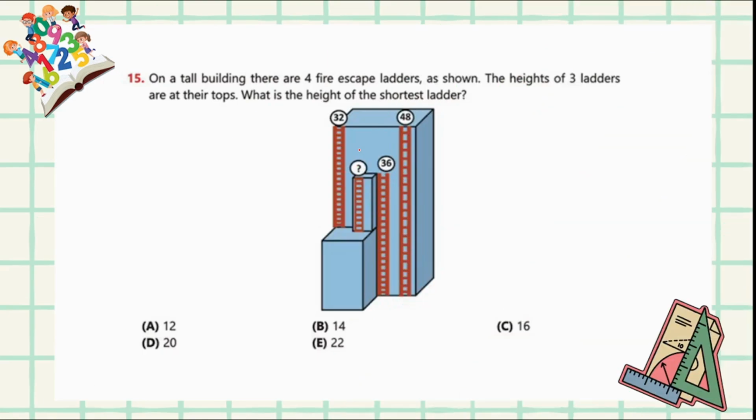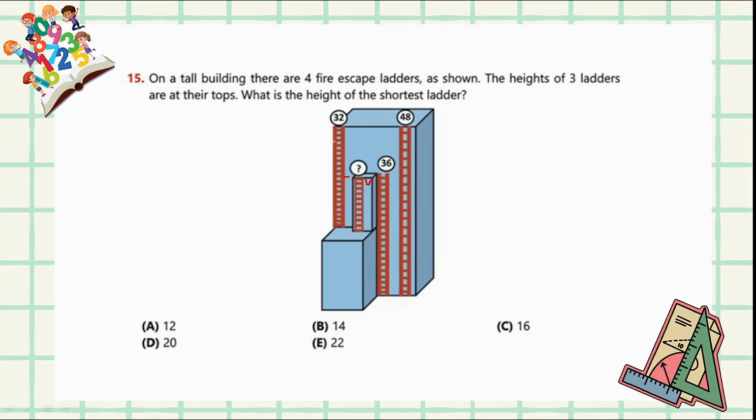Question number 15. On a tall building, there are 4 fire escape ladders. As shown, the heights of 3 ladders are given at their tops. What is the height of the shortest ladder? So we have to find the height of the shortest ladder, which is our second ladder.